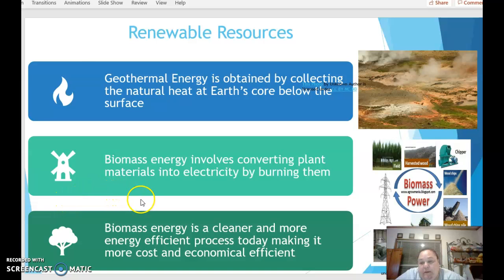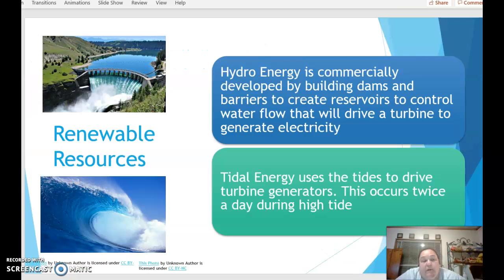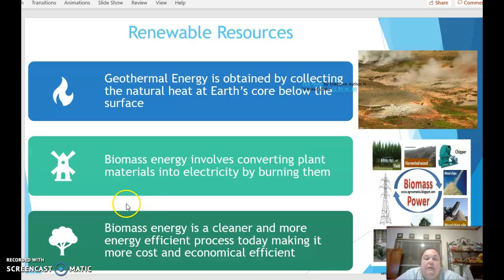Geothermal energy is obtained by collecting the natural heat at Earth's core below the surface. Biomass energy is organic materials from plants, animals everywhere around us. These organic materials are burned to create fuel.